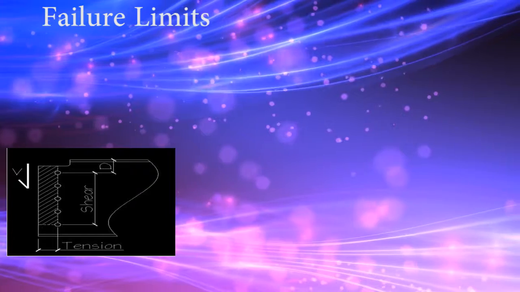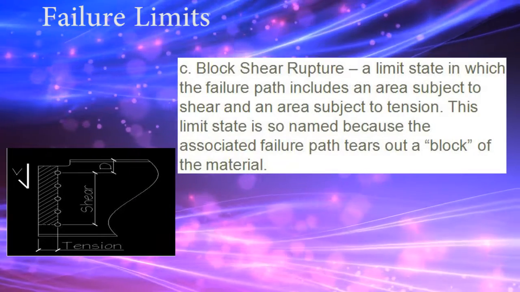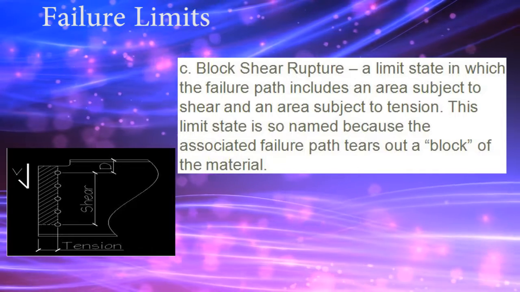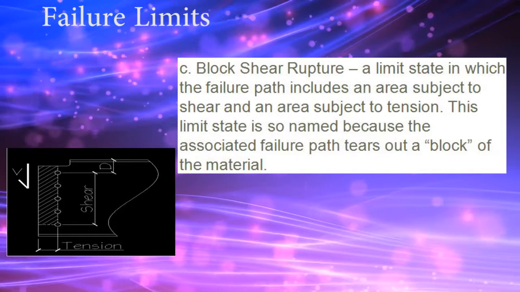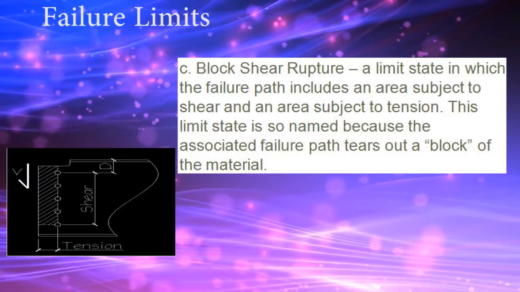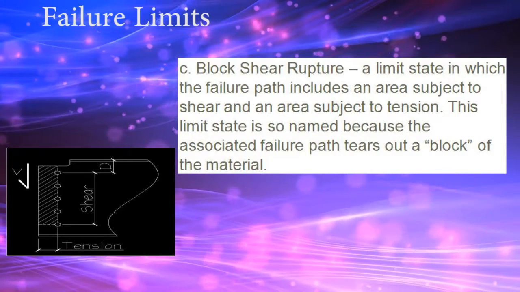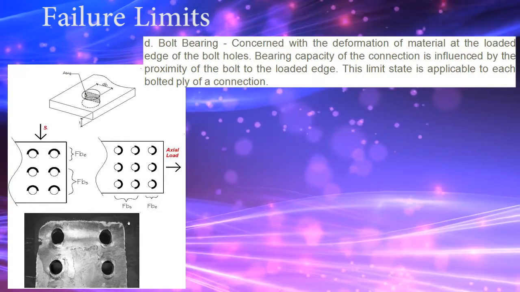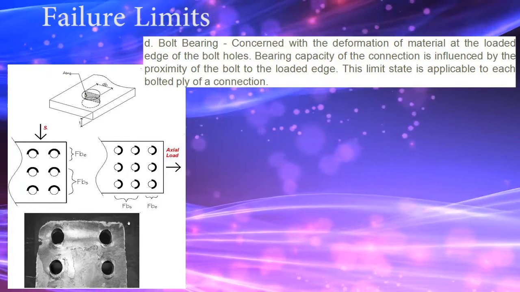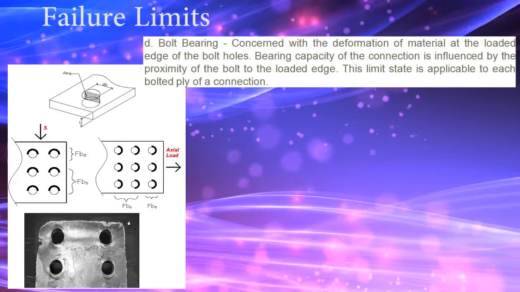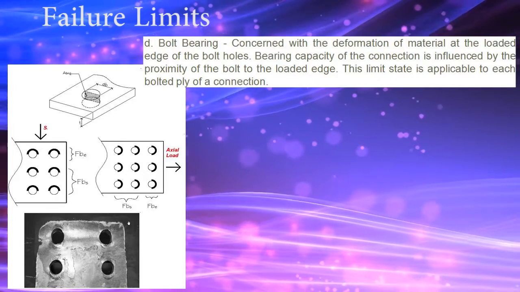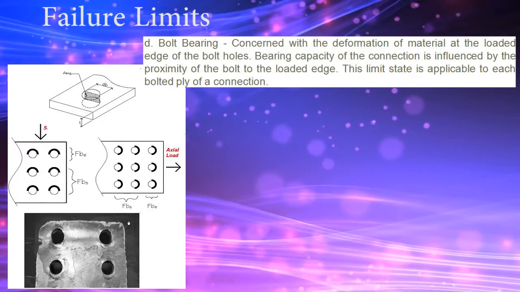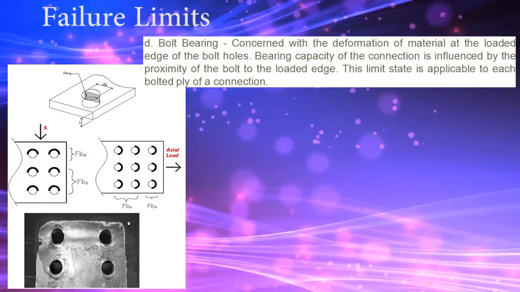C. Block shear rupture, a limit state in which the failure path includes an area subject to shear and an area subject to tension. This limit state is so named because the associated failure path tears out a block of the material. D. Bolt bearing. Concerned with the deformation of material at the loaded edge of the bolt holes. Bearing capacity of the connection is influenced by the proximity of the bolt to the loaded edge. This limit state is applicable to each bolted ply of a connection.